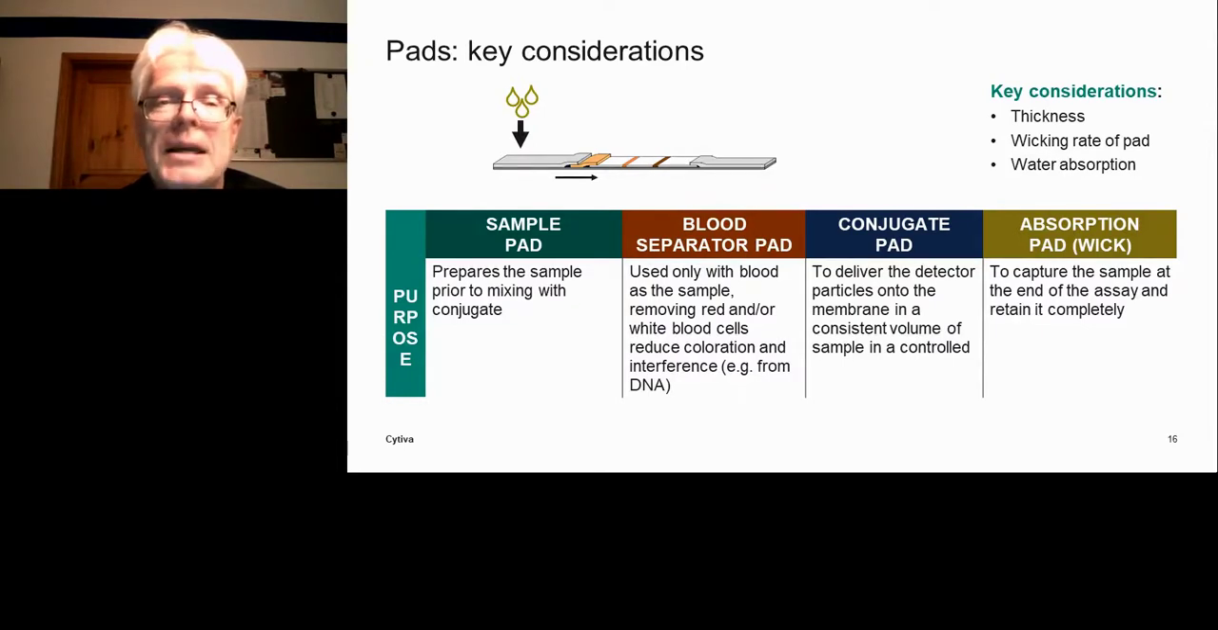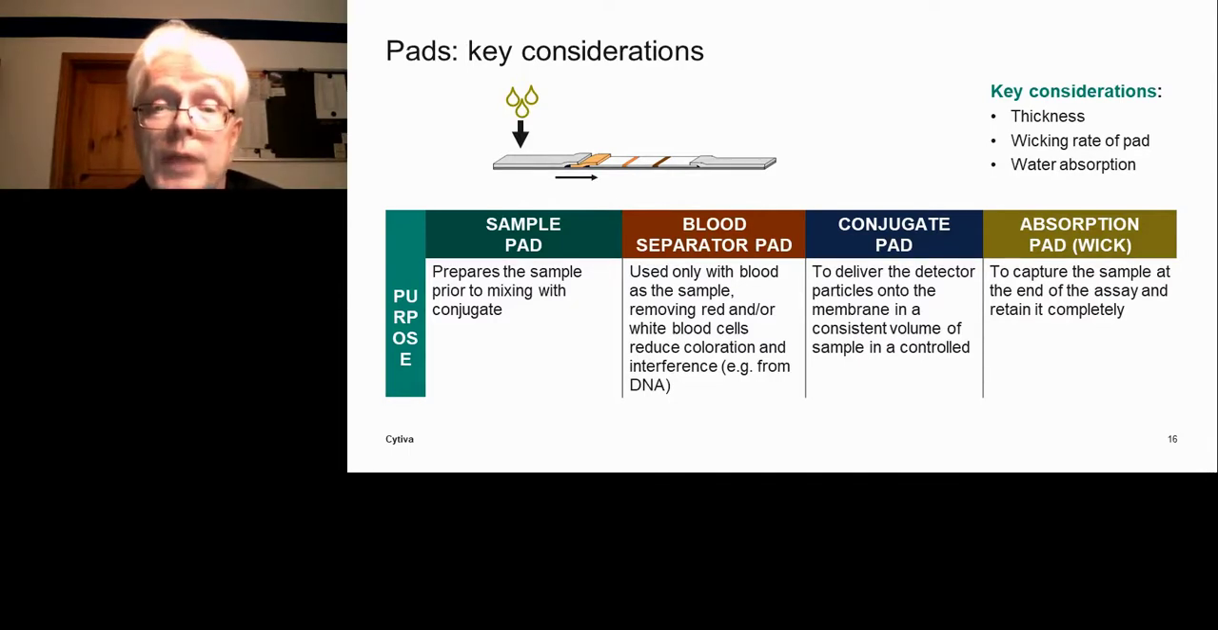Still, the main detector particle in lateral flow rapid tests is gold nanoparticles, and that's red. And if your red blood cells leak onto your membrane, you try to look for a red signal on a red background, and it's not very likely to give you very good signal-to-noise ratios, and that's why you need a blood separator. And then you have your conjugate pad.